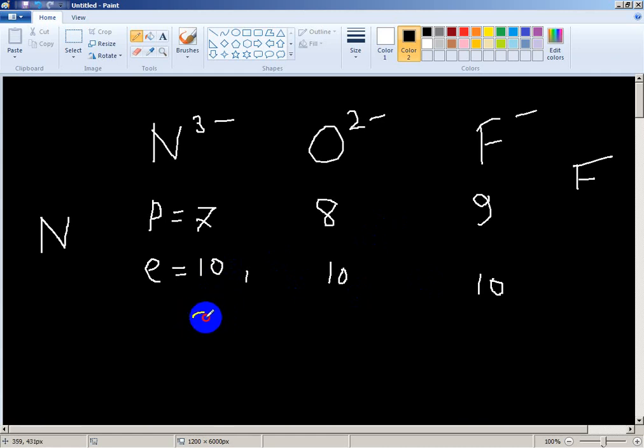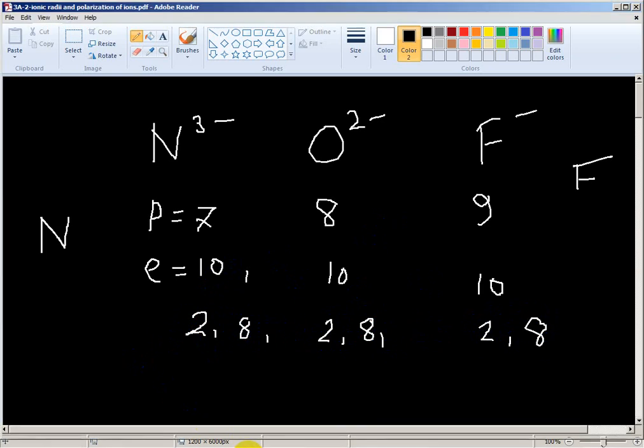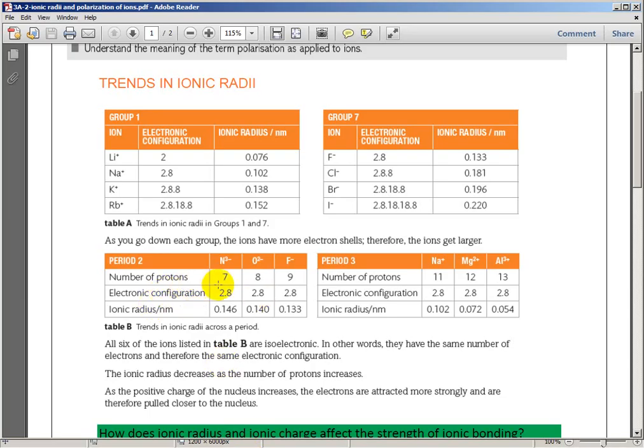So what will be the electronic configuration? It will be 2, 8 for each. So the electronic configuration is 2, 8, 2, 8, 2, 8. So the number of protons is 7 for the nitrogen ion, 8, 9, and since all have the same number of electrons, 10, 10, 10, they are isoelectronic. When the electronic configurations of the atoms or ions are the same, they are called isoelectronic, because they have the same number of electrons.